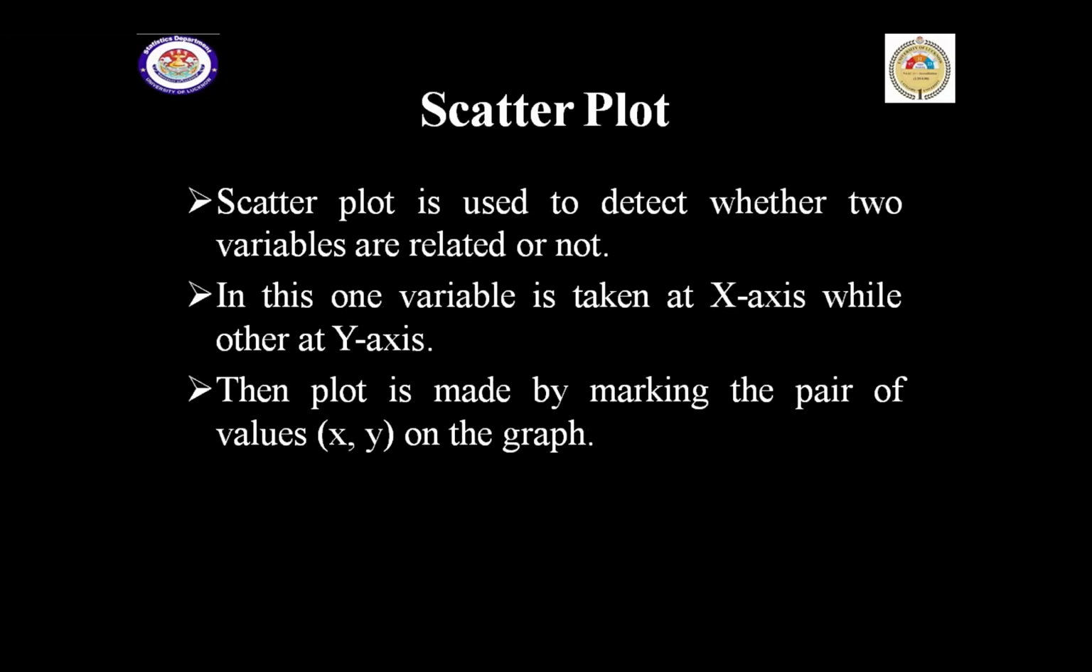The first question, whether two variables are related or not, is answered by using a scatter plot. A scatter plot is used to detect whether two variables are related or not. To construct a scatter plot manually, we take one variable on horizontal axis, which is also known as x-axis, and other variable on y-axis, which is also known as vertical axis. Then we mark the point x comma y on the graph. That will be scatter.